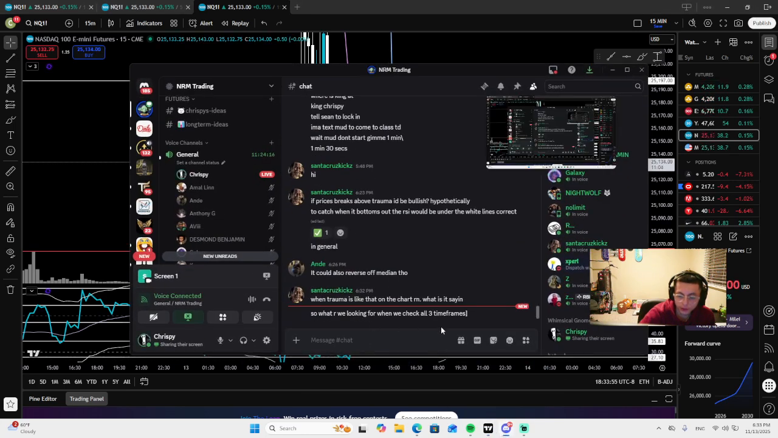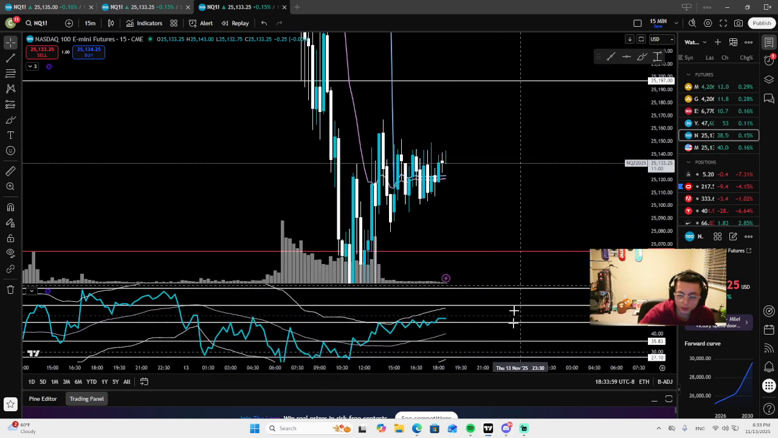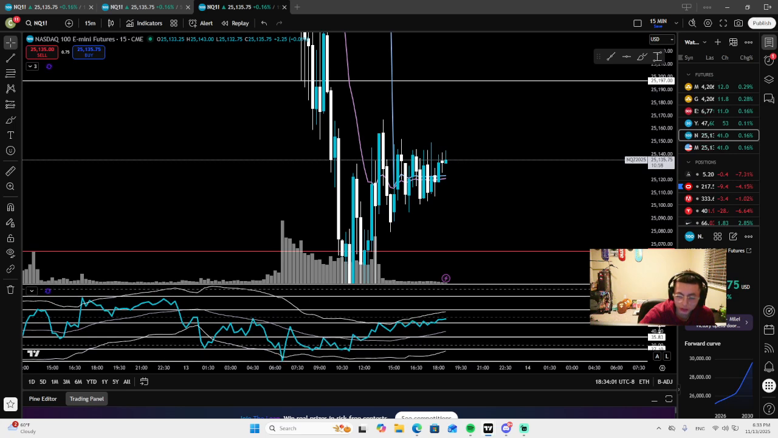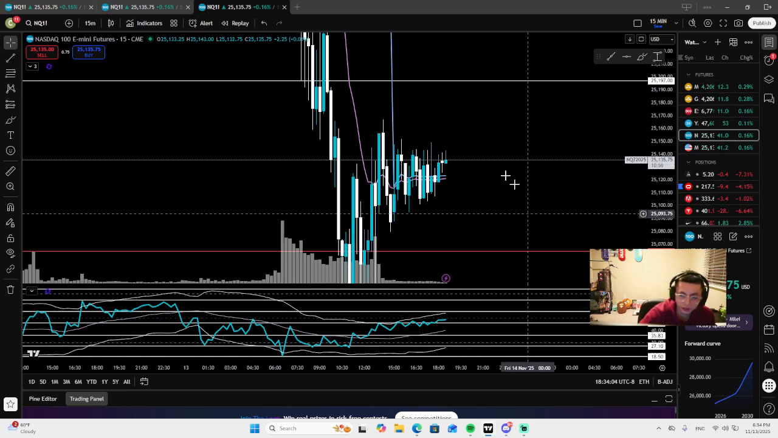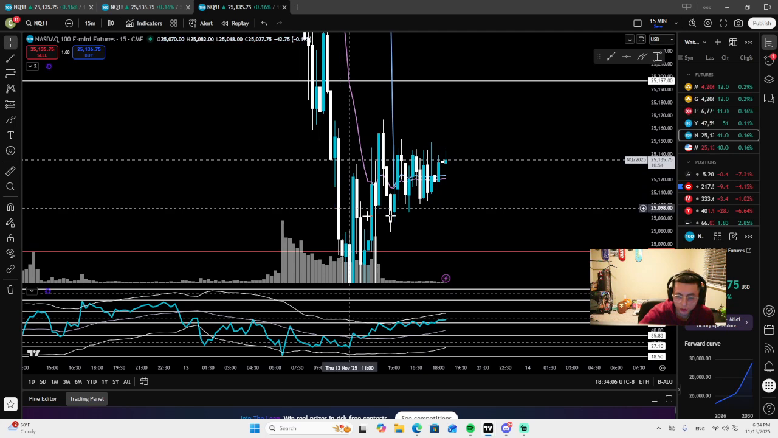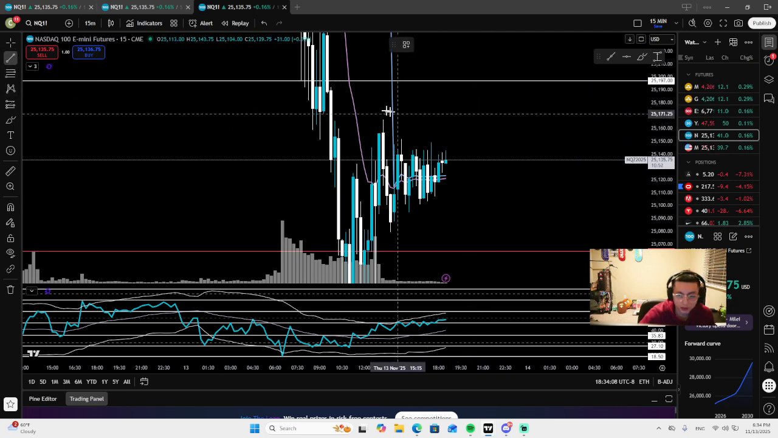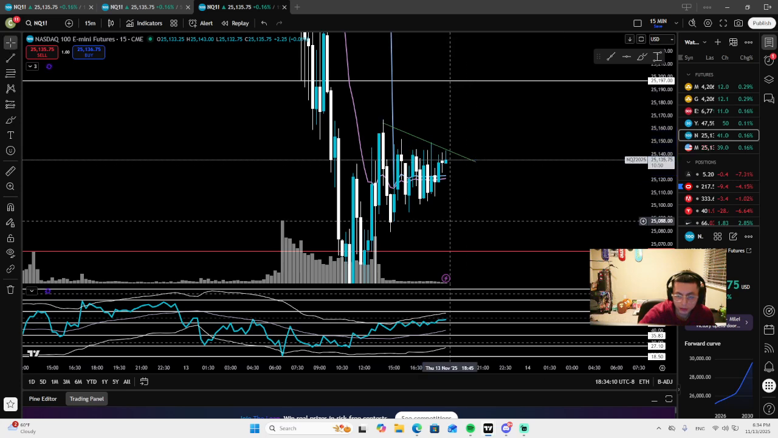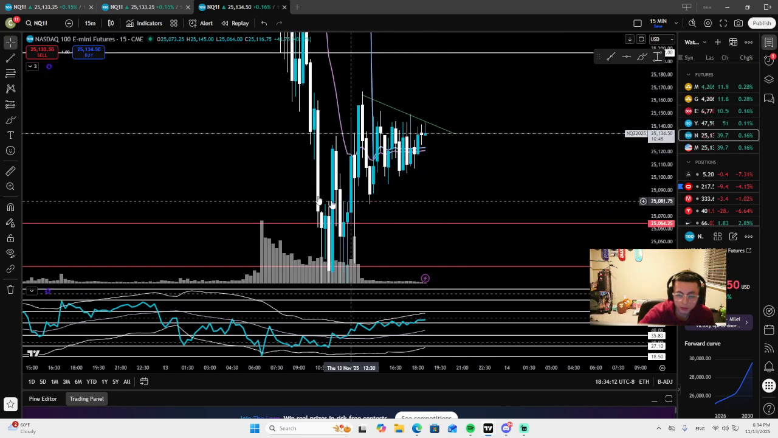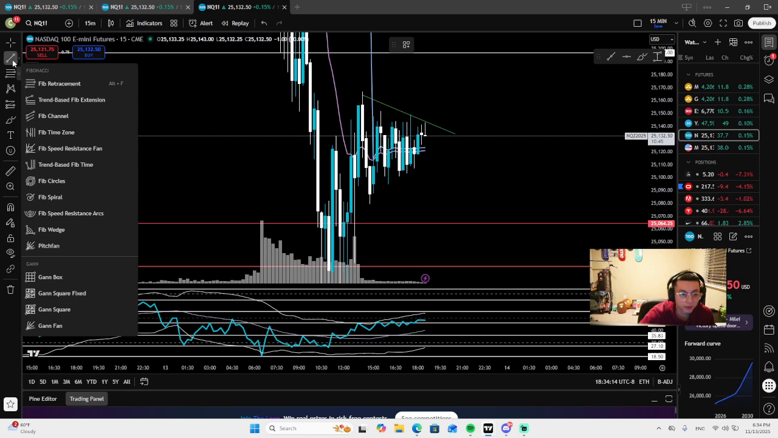So what are we looking for when we check all three time frames? That depends. You want to check everything, not just TRAMA, right? You want to check your RSI, your price action, everything. So in this scenario, we'll do our top-down analysis. We'll start at the 15. What do we notice on the 15 that we talked about earlier? We're basically just in this pennant, in this big range. We have these wick highs that we failed to break, and then we have these wick lows that we failed to break, right?